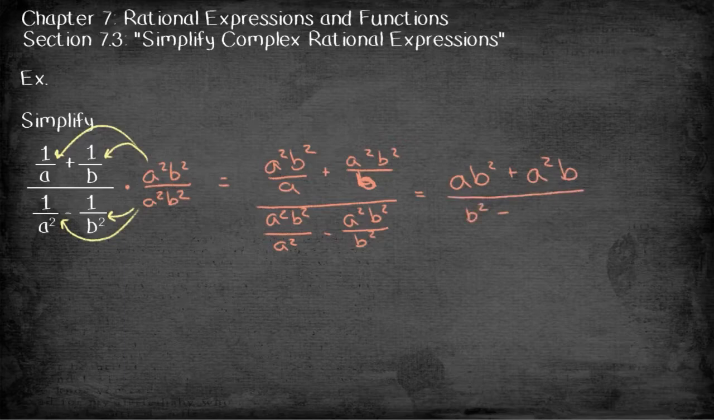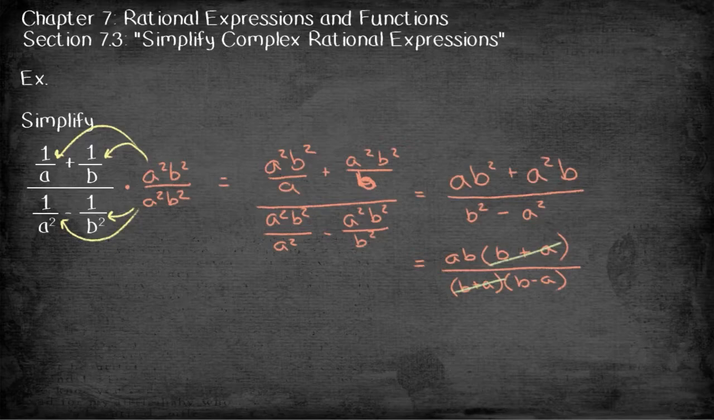From the numerator, I can factor out a common factor of ab, and I'll get b plus a. Bottom's a difference of two squares. B plus a divides out. So I get as my final answer ab over b minus a.